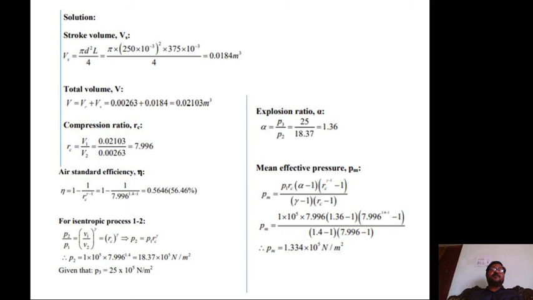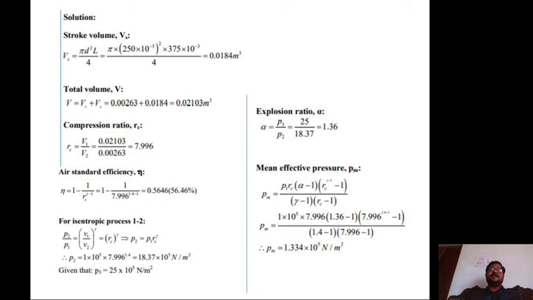1 to 2 is the isentropic process, P2 by P1 is V1 by V2 raised to the power of gamma, that is Rc raised to the power of gamma. P2 is equal to P1 Rc raised to the power of gamma. P3 is equal to 25 into 10 to the power of 3 Newton per meter square. P2 is 18.87 into 10 to the power of 3. By using that, you calculate the explosion ratio, alpha, which is P3 by P2.